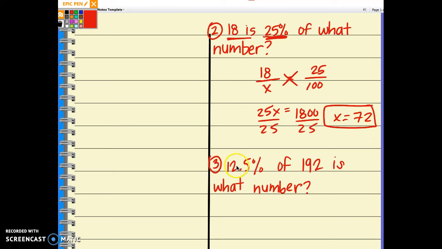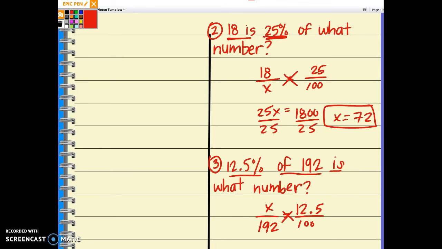Alright, example number 3. 12.5% of 192 is what number? Alright, so put the percent over 100. So 12.5 over 100 equals, we have an "of" 192. So the whole would be 192. We're solving for the "is," the part.